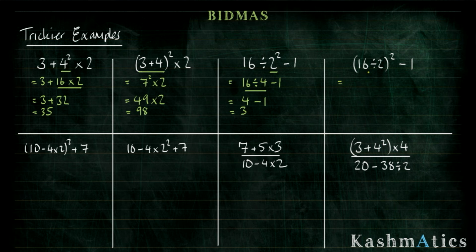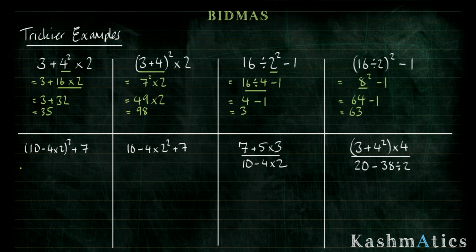Next one. 16 divided by 2 is in brackets, so the brackets get done first. So that's 8 squared, take away 1. And indices next, so 8 squared is 64, take away 1. Sorry, I should have put a line under there. And 64 take away 1 is 63.